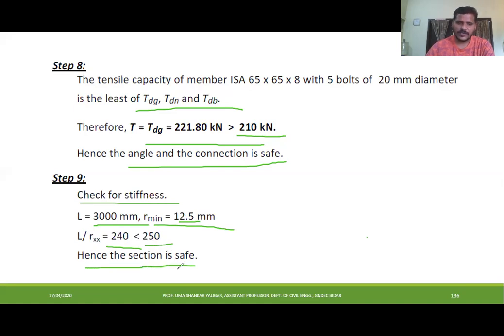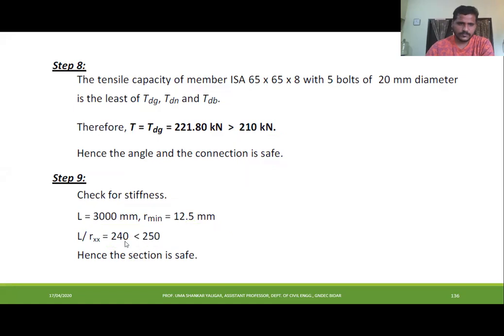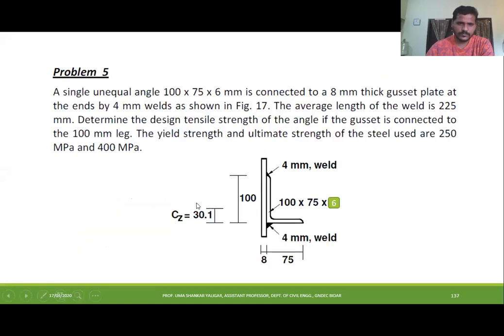Okay, in this way we have to design the angle section. This is the procedure we generally use for any section in a tension member. Then problem number 5.